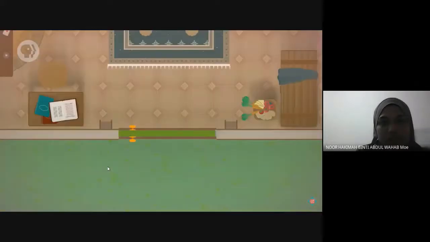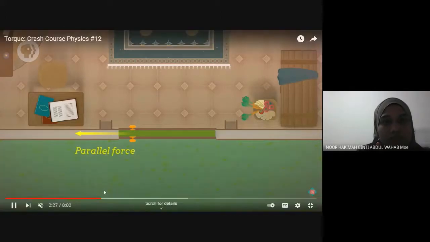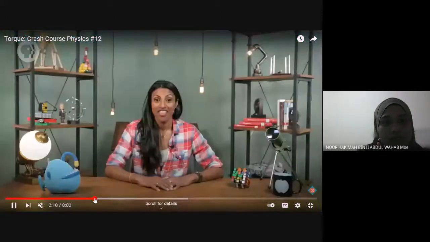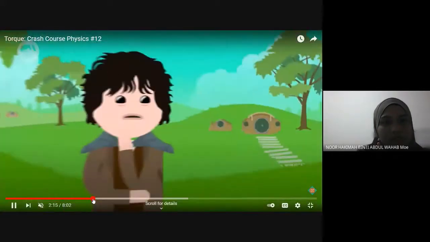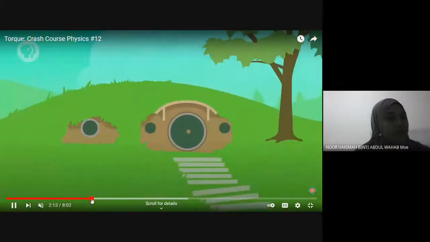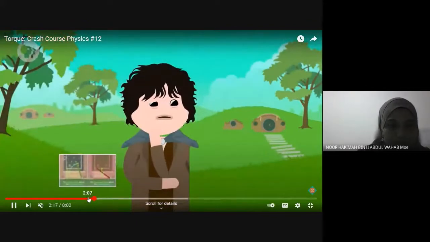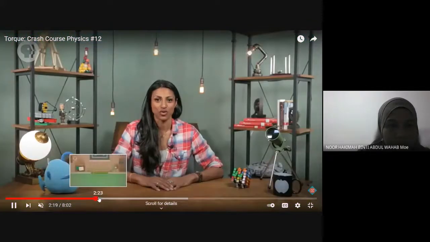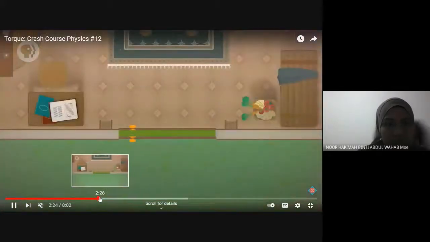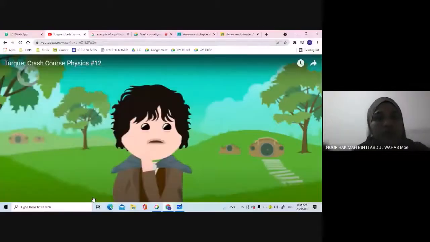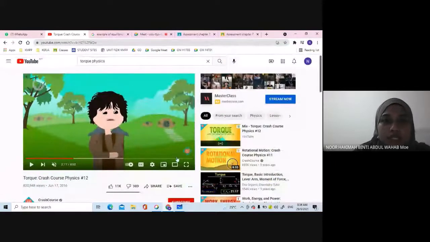Sekejap, ni parallel force. Sekejap. Kan. Mana gambar dia? Tak ada. Sekejap saya cari gambar. Tak ada pula. Tak apalah. Saya lukis sendiri je lah. Okay, so another example, itu tak apa, tu sekejap lagi.